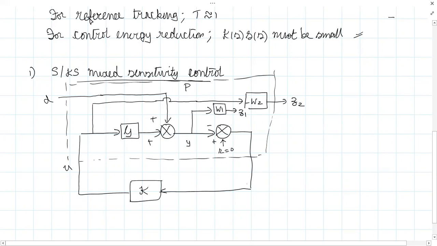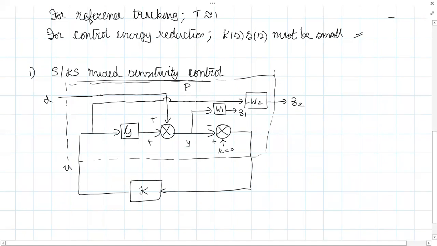So we are considering a regulation problem in which disturbance D is entering at the plant output. G is the plant. At the output side of the plant, the disturbance D is entering. That has to be rejected. It is assumed that the measurement noise is insignificant, so we need not consider that. That means tracking is not an issue.